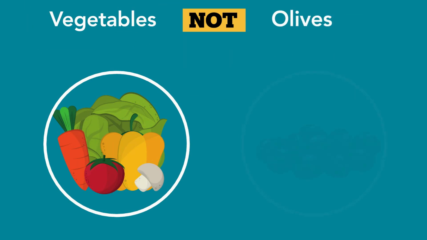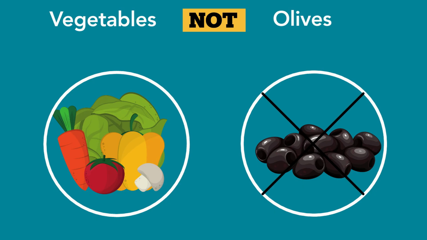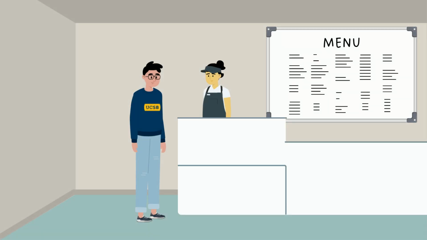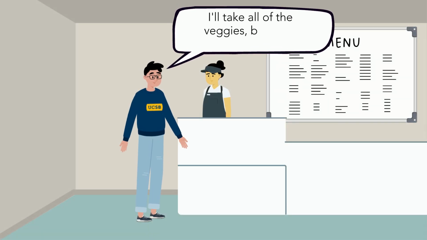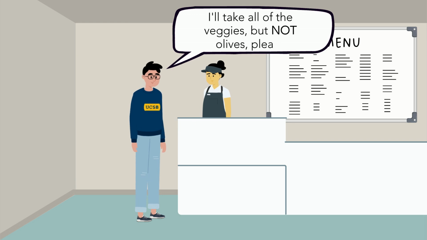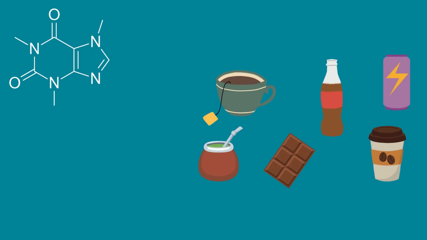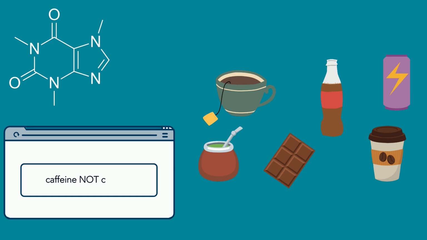Finally, you can use the word not between your keywords. Not excludes terms, so they will be removed from your search results. It's like ordering all of the vegetables and saying, "but not olives." The store knows to leave olives off your sandwich. If you were searching for information on caffeine, but didn't want results about coffee, you could search for caffeine, not coffee. This limits your results to only those relevant to your research.